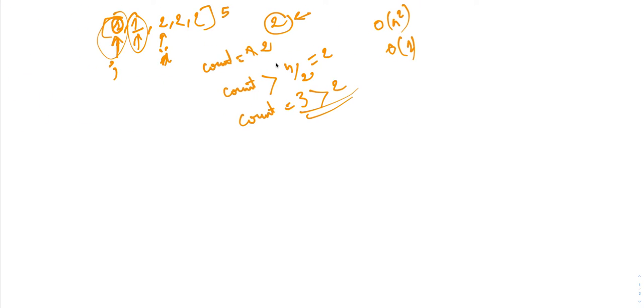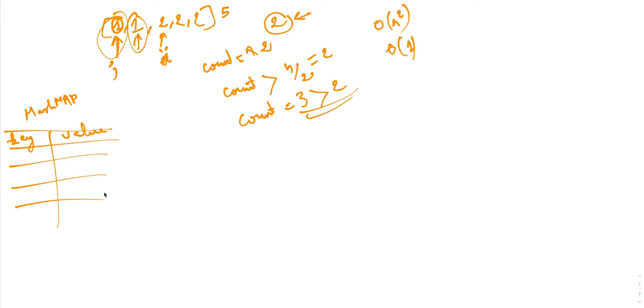And the answer is yes. For example, we could choose a hash map. With a hash map, we'd have keys and values. In the key, I'm going to put the numbers, and in the value column, I'm going to put the count of that key. So we have now our hash map, our data structure ready to be used.